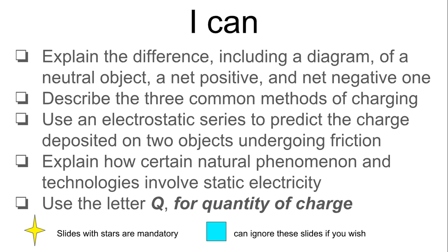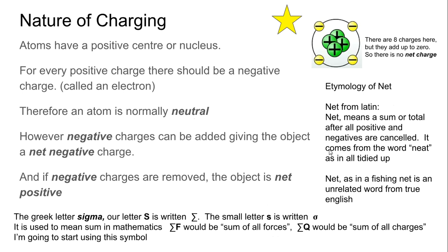Describe the three methods of charging that we use, and using an electrostatic series to predict the charge deposited on two objects undergoing friction, and explain how certain natural phenomena and technologies involve static electricity, and I want you to start using the letter Q for quantity.